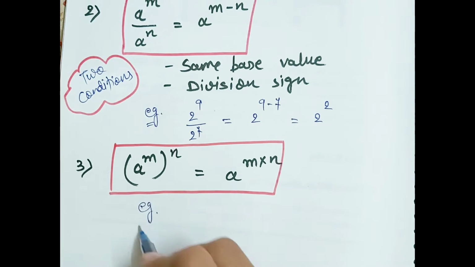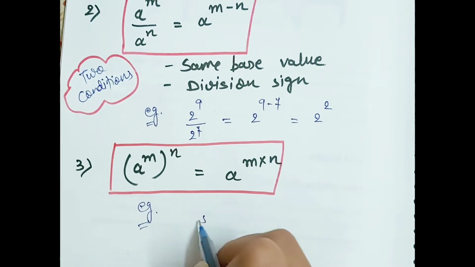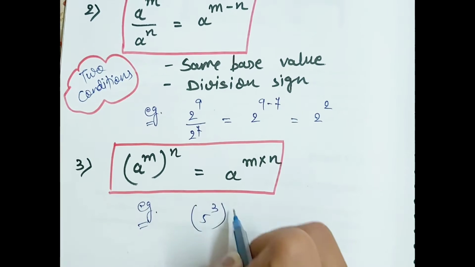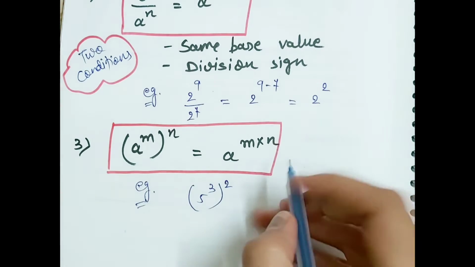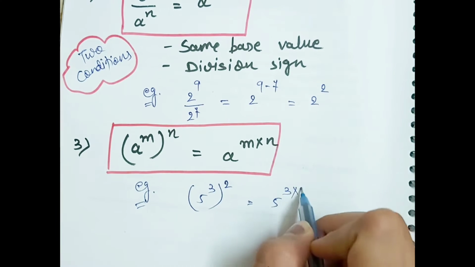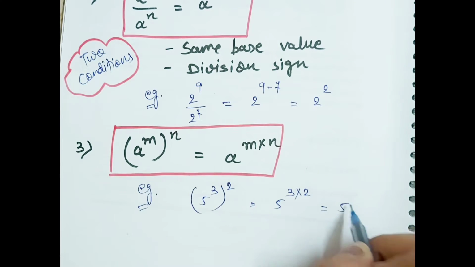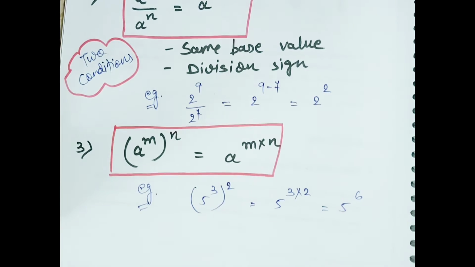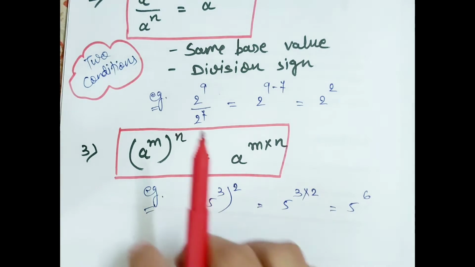Let's quickly look at an example. So let's say 5 raised to the power of 3, whole raised to the power of 2, then we can just multiply them. 5 raised to the power of 3 multiplied by 2, 3 2s are 6. Okay, that's it.